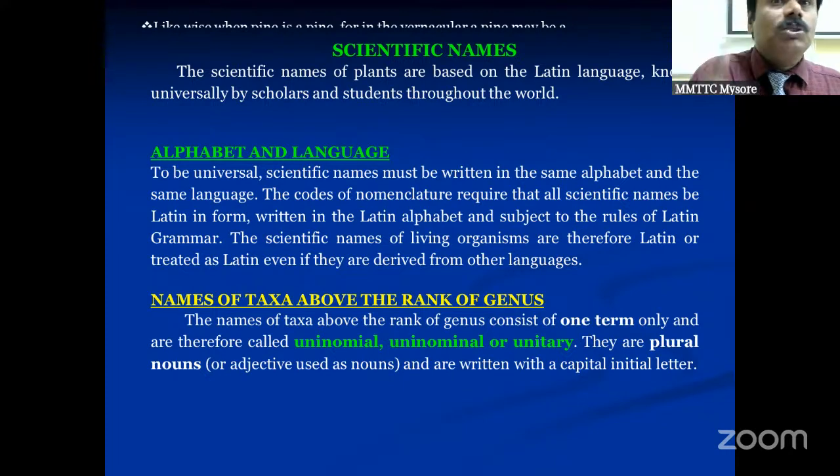For those who are using the physics people, they should know the plant which we are speaking of is the same for all the 188 countries that are present. That means uniformity. That is, language should be universal. Scientific names must be written in the same alphabet and the same language.